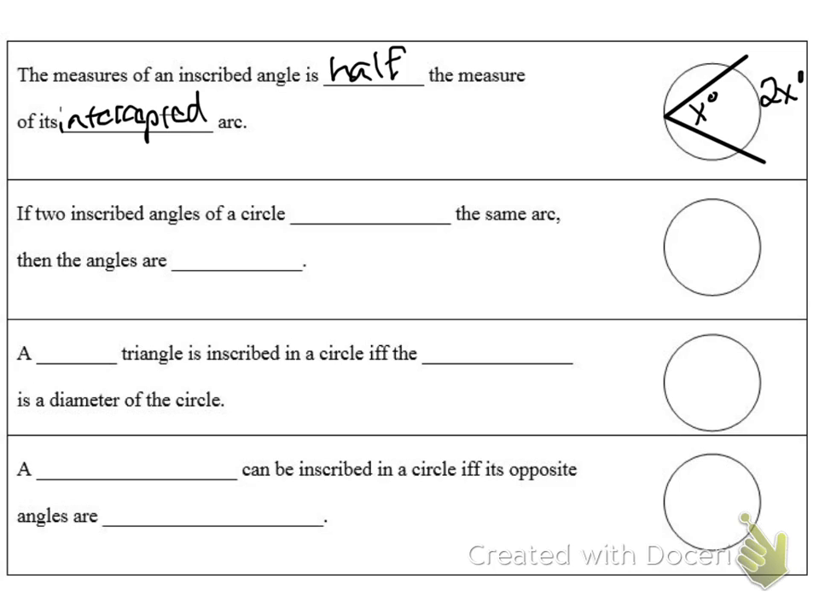Next property: if two inscribed angles of a circle intercept the same arc, then the angles are congruent. This picture is kind of interesting. We have one inscribed angle that goes to an arc, and we'll call this arc over here arc AB. We also have another inscribed angle that has an intercepted arc of AB.